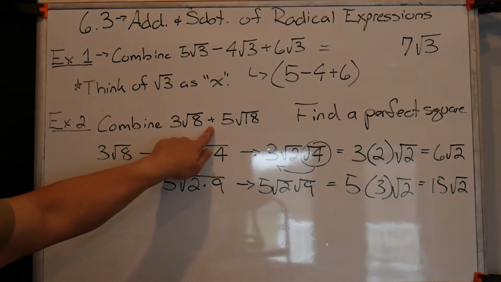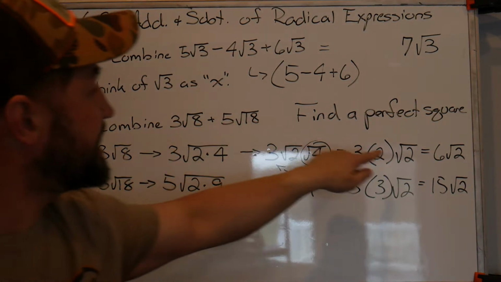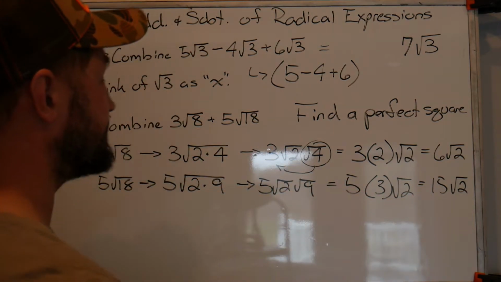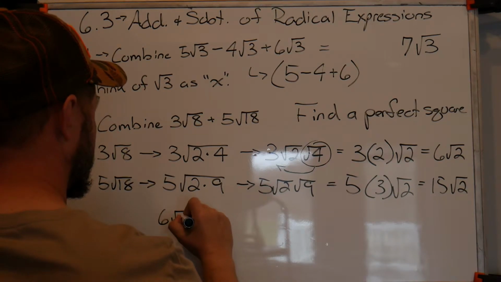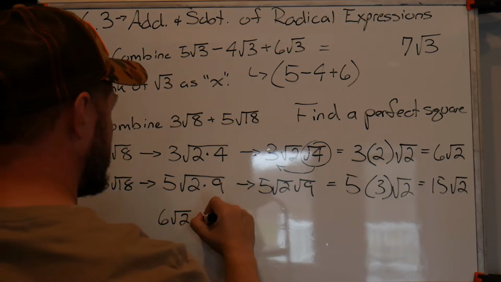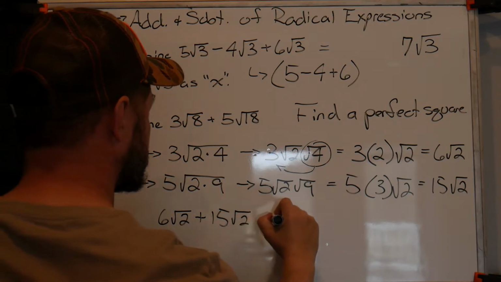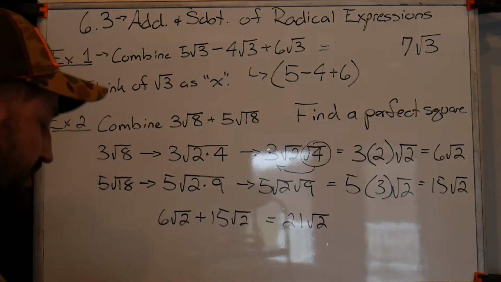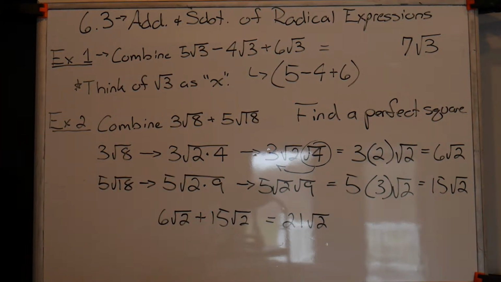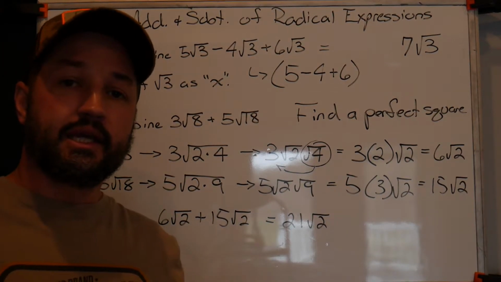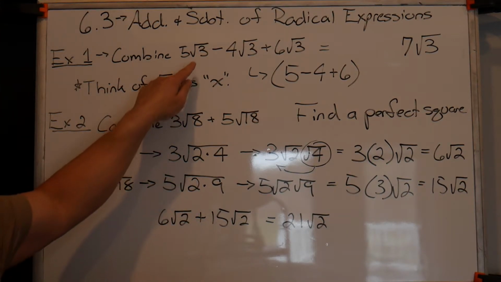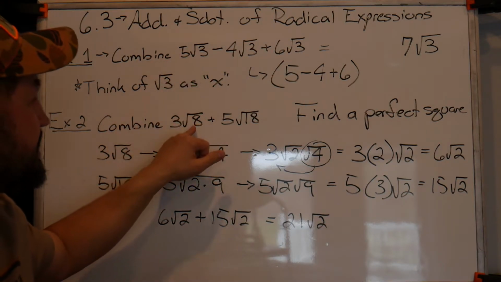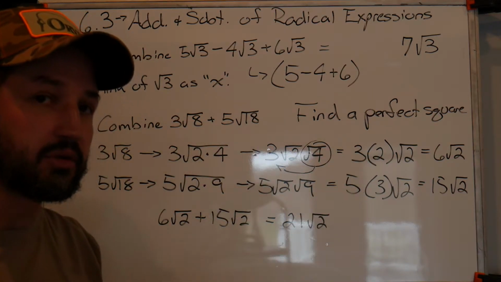So now what I have, since I'm adding, 3 square root of 8 is the same thing as 6 times the square root of 2. 5 times the square root of 18 is the same thing as 15 times the square root of 2. So actually, I have 6 times the square root of 2 plus 15 times the square root of 2. I can add those together and get 21 times the square root of 2. So, not bad. There's not too many things to know. The idea is that if this is the same, you can combine. So when it's different, try to make one that's the same. You're looking for perfect squares.